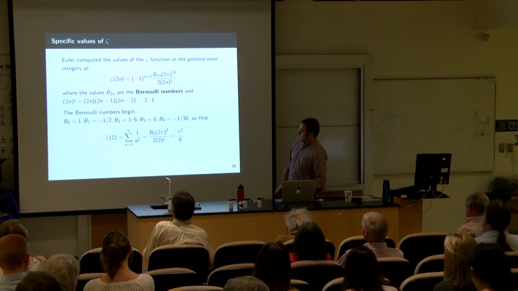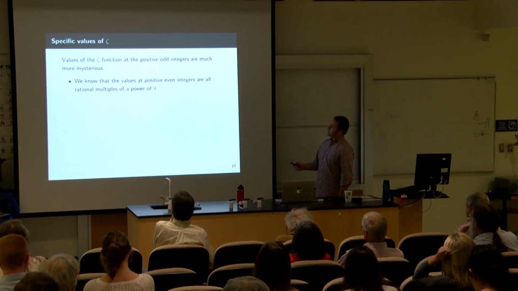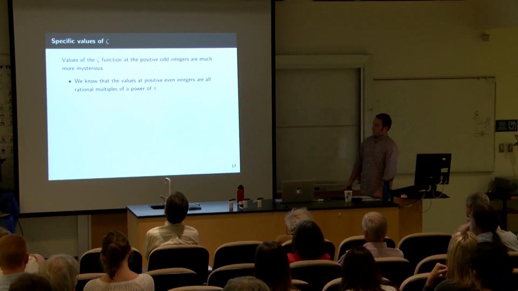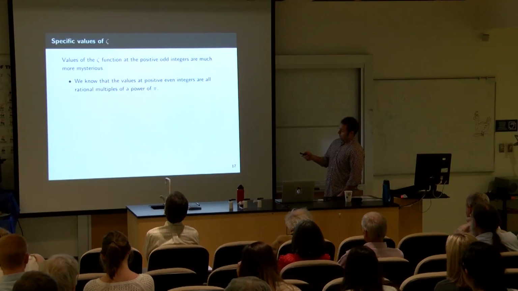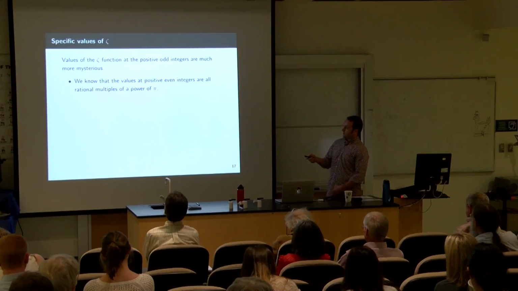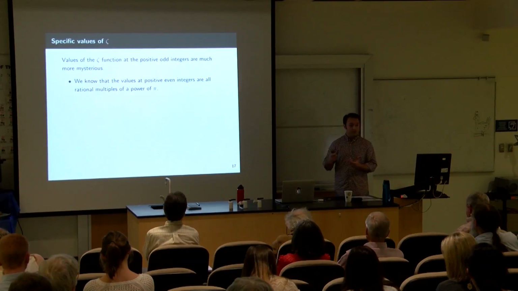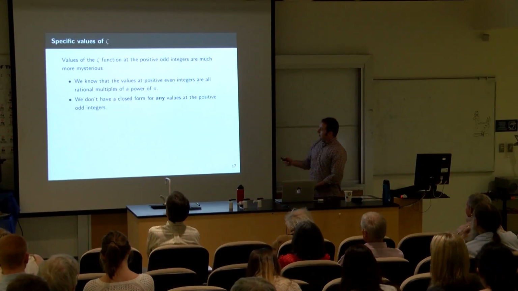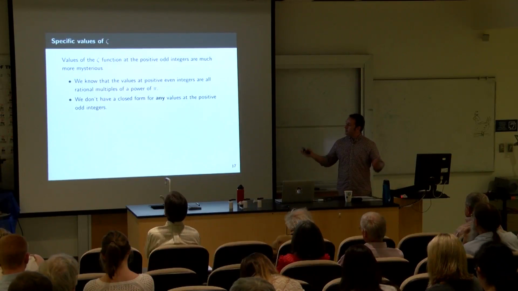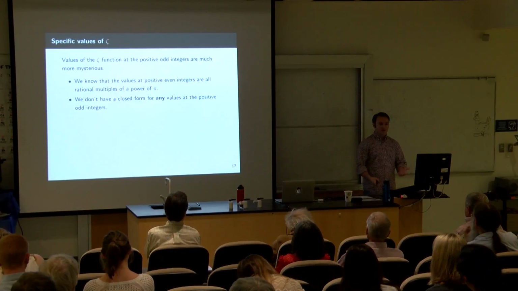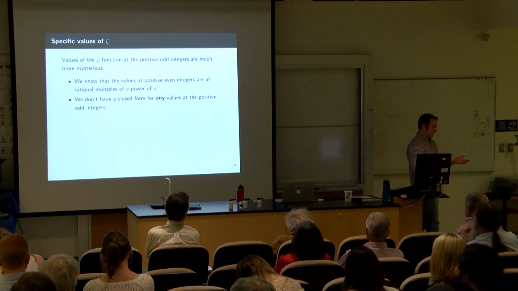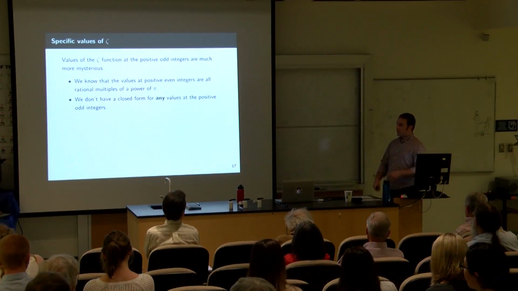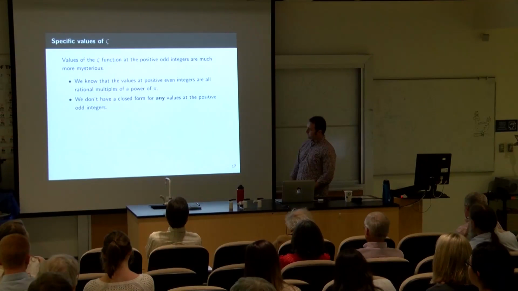Now, values of the zeta function at the positive odd integers are much more mysterious. For the even numbers, what we just saw, they're all rational multiples of a power of pi. And that's the formula we just saw. They all involve a power of pi and some fraction. But for the positive odd integers, we don't know any values. You can compute it numerically using a computer, to 10,000 decimal places, but you don't actually know what that value is. You don't know a single one.